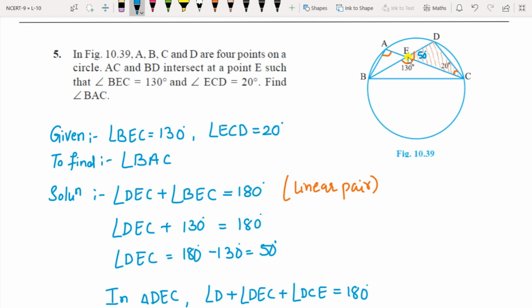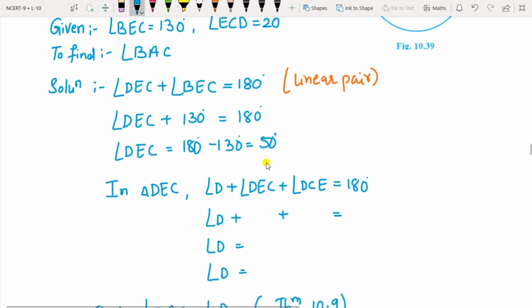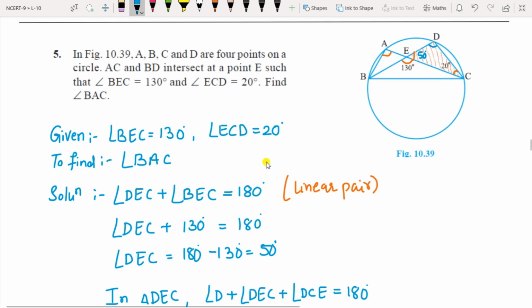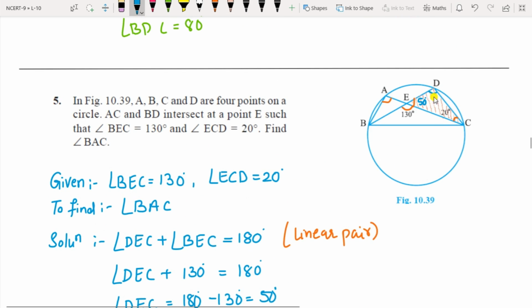Now you have to consider triangle DEC, in which you know two of the angles, 50 and 20. So you can find this angle here, EDC. So here DEC is 50 and this is 20, and the sum is equal to 180. So this will be 180 minus 70. You get it as 110. So this much angle here, D, is 110, right?